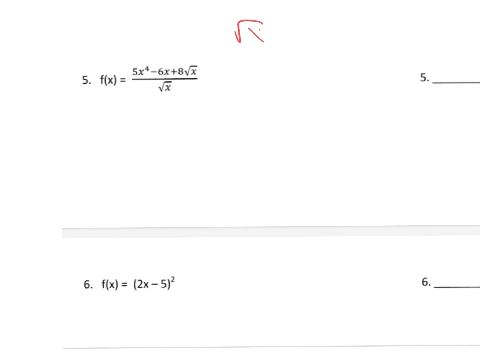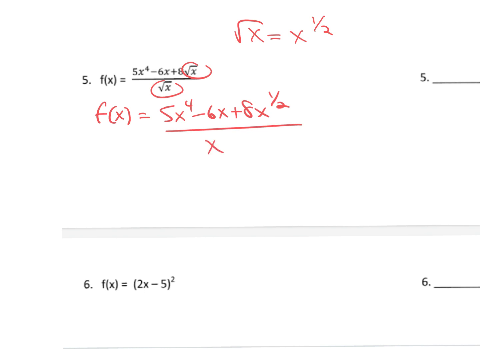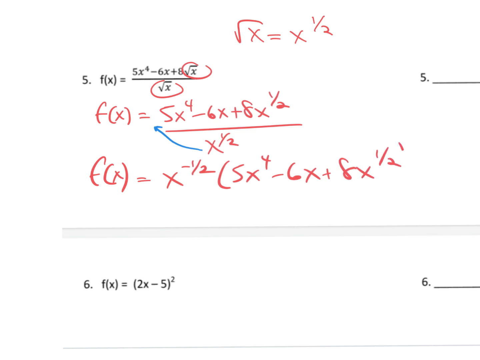For number 5, again, this is another one that could be simplified by the quotient rule. Just remember, though, the square root of x is x to the 1/2 power. So replace all of the square roots of x with x to the 1/2 power. I'm going to do this one by just simplifying. I'm now going to bring x to the 1/2 up to the top and make it negative. So I have x to the negative 1/2 times 5x to the fourth minus 6x plus 8x to the 1/2.